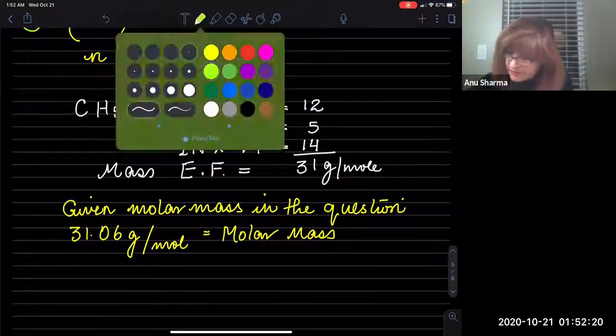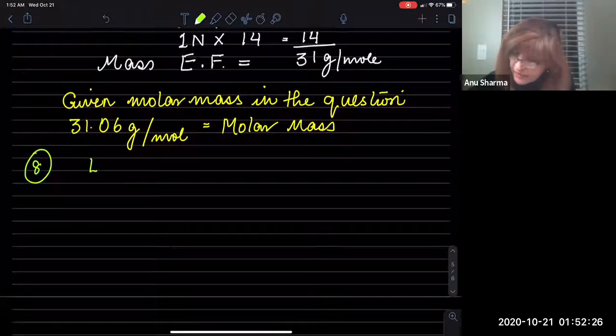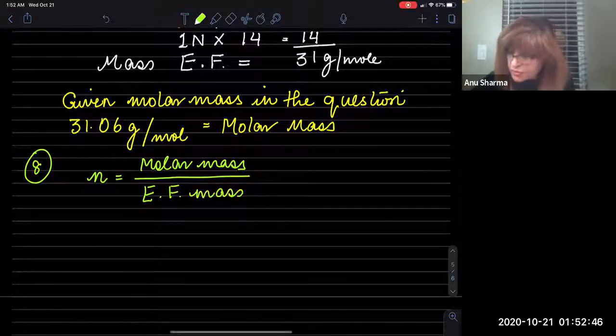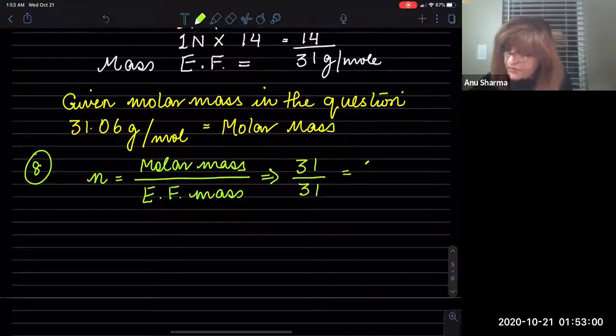Next is step 8. You take the empirical formula mass and the molar mass and divide them, and that's going to give you the value of N. So N is the molar mass divided by the empirical formula mass, and the molar mass is equal to 31.06. For now, it's safe to just use 31, because we need the whole numbers anyways, over 31. So this value is 1.